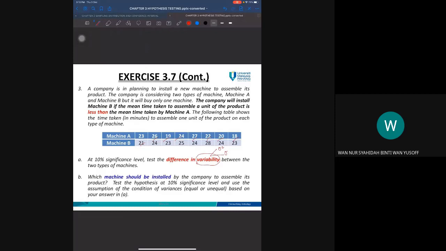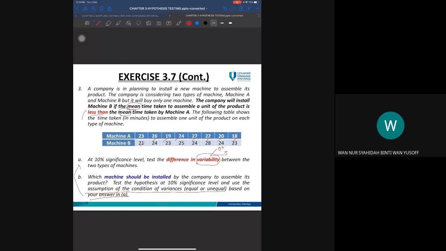Which machine should be installed by the company to assemble its product? Test the hypothesis at 10% significance level and use the assumption of variance equal or unequal based on your answer in A. So which machine should be installed? We go back to the story here. The company will install machine B if the mean time taken to assemble a unit of a product is less than the mean time taken by machine A.